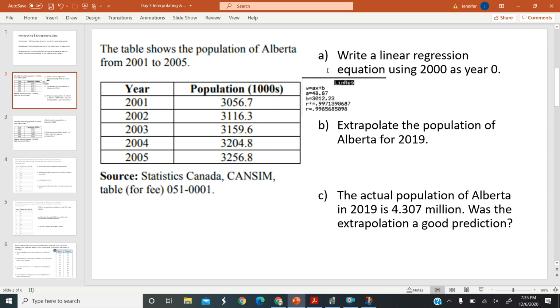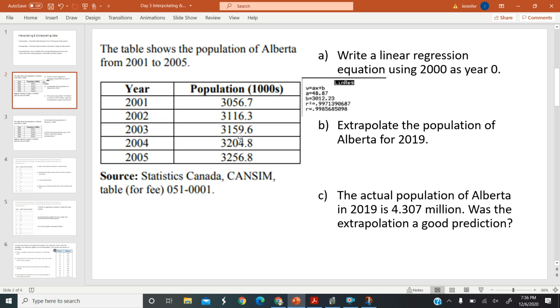Okay, so I got my screenshot here. I'm going to write the regression equation. I do also want to point out that the R squared value is 0.997, so this is a really good model between the year 2001 and 2005.